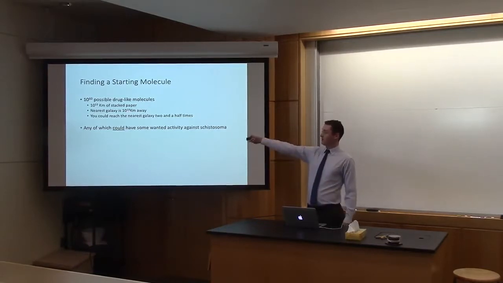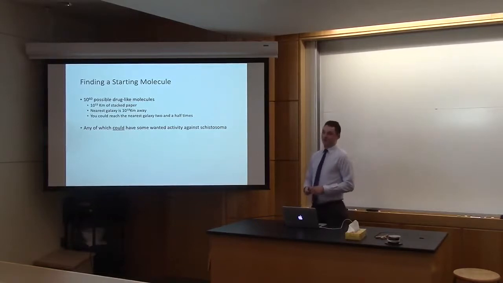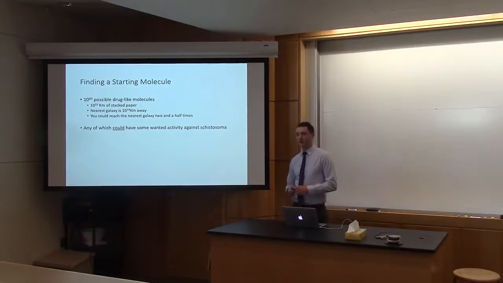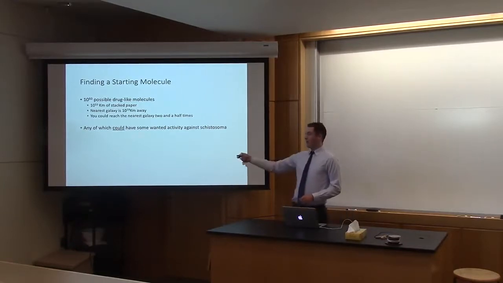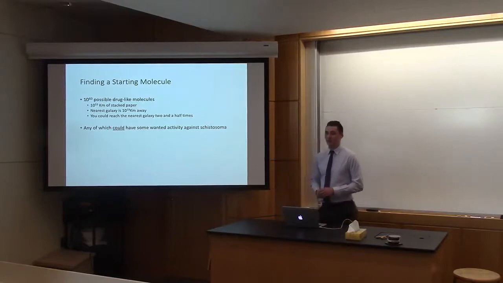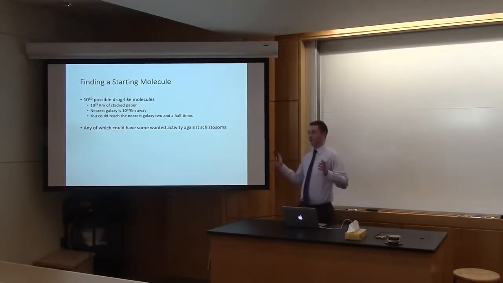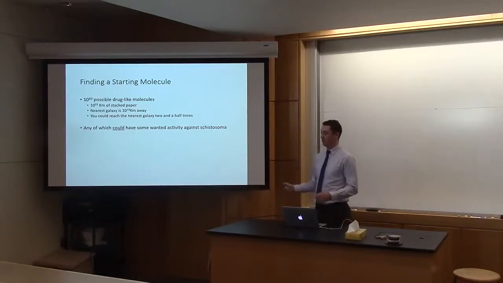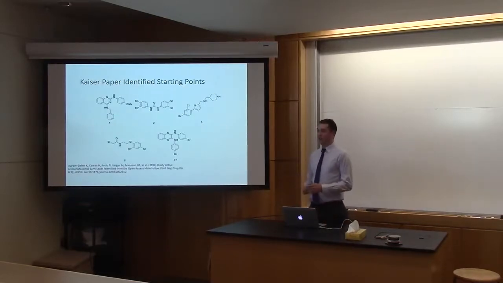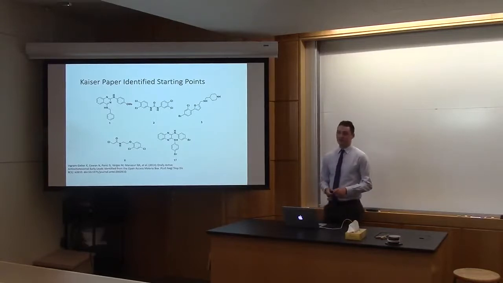The nearest galaxy is 10 to the 19 kilometers away. That is roughly 2 light years. So you could reach the nearest galaxy roughly 2.5 times with paper, with 1 molecule per piece. Any of these could have some sort of reaction with schistosomiasis. It could help, but we have no idea where we're going to start in that massive stack of paper. Good thing we didn't really have to rely on that because someone else did this job for us.